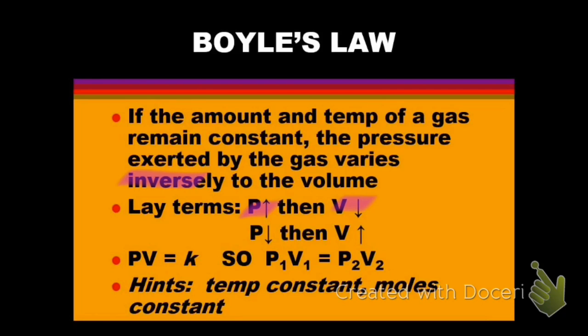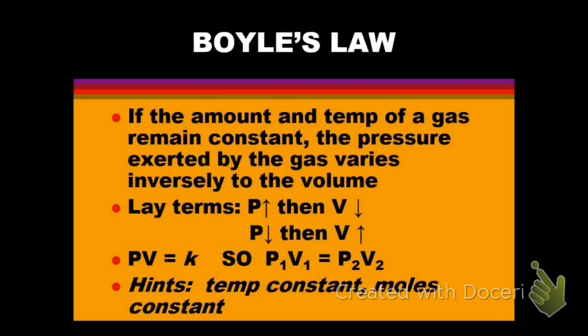So if we're going to say that in terms of an equation, so we can solve problems using Boyle's Law, we would be saying that pressure times volume would be constant. In other words, pressure at condition 1 times volume at condition 1 would be equal to the pressure at condition 2 times the volume at condition 2.